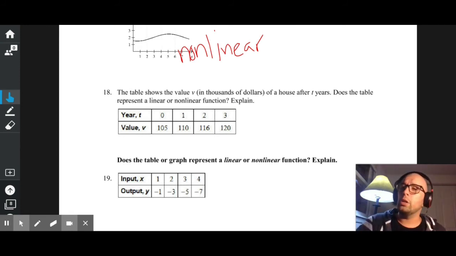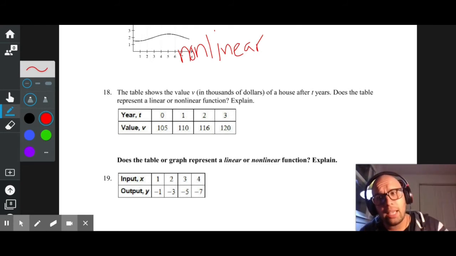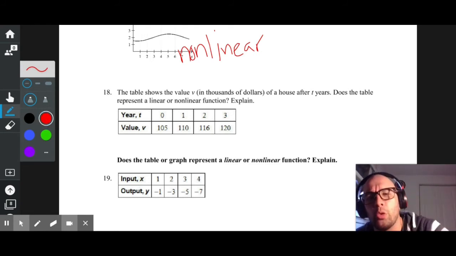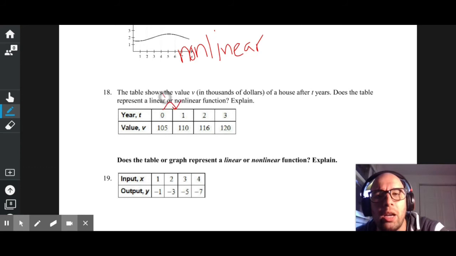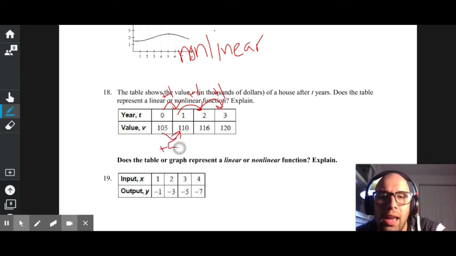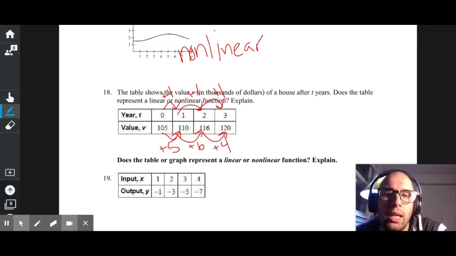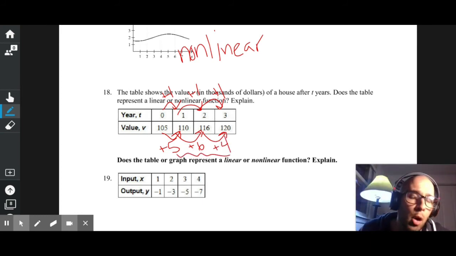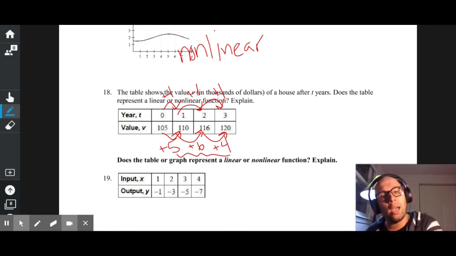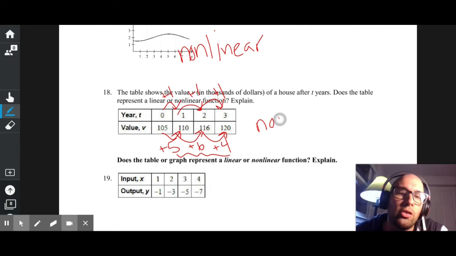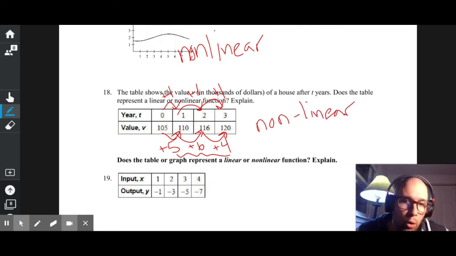Okay? And as we did before, we would do like y's over x's. We're just looking for the same pattern throughout. For example, t goes up by 1, by 1, by 1. This goes up by 5, by 6, by 4. Down here, the pattern broke because instead of going plus 5, plus 5, plus 5, it went plus 5, plus 6, plus 4, which means it's not linear. If you were to graph those things, you would not get a straight line because the pattern down here broke.